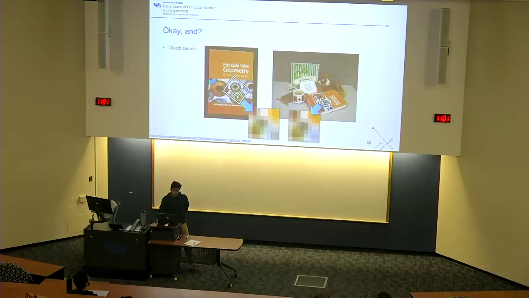We're also able to search for objects. We have a candidate region that we want to find, and this set of features over here corresponds really nicely to this set of features over here. So we know that this, in a different perspective, is present within this image.